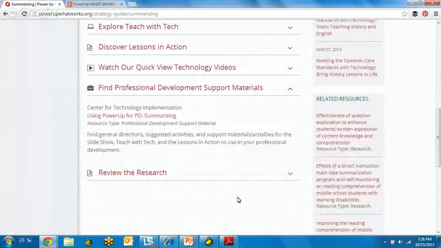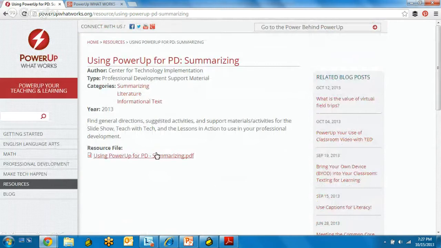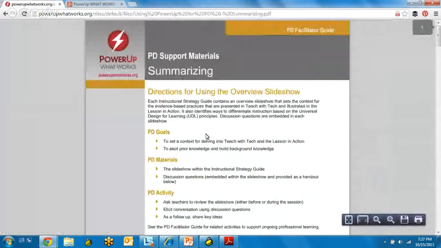In each instructional strategy guide, there are some support materials that you could use by yourself, with a colleague, or in a group. Let's look at what we have for summarizing, and we have the same three types of activities that go along with each one of our strategies. Let's open up summarizing. In each one of our PD support materials, we always have something for the slideshow, something for the Teach with Tech, and an activity that goes along with the lesson in action.